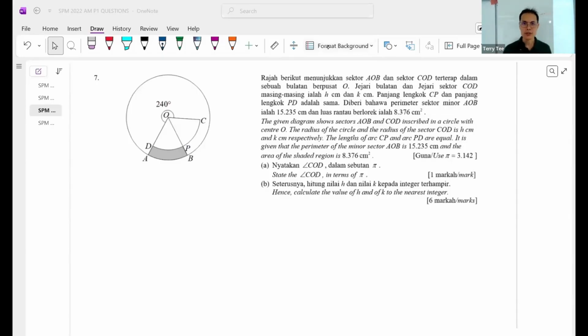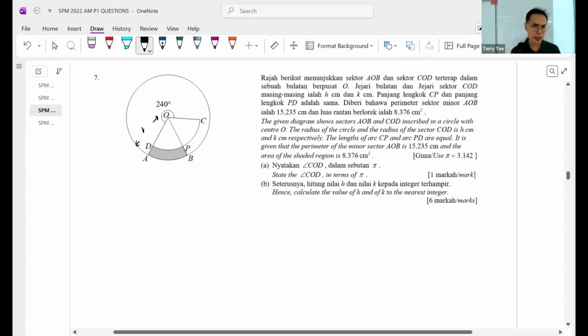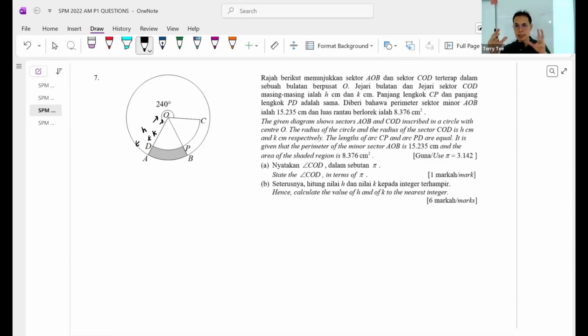Alright, this is from chapter 1, circular measure. The given diagram shows sector AOB and COD, right? Inscribed in a circle with center O. The radius of the circle and the radius of the sector are H and K. Radius of the circle is H. Radius of the sector is K. Can you see? Circle is bigger, sector is smaller. The sector ODP is smaller, right? Okay. The length of arc CP and PD are equal. CP and PD equal arc, right?